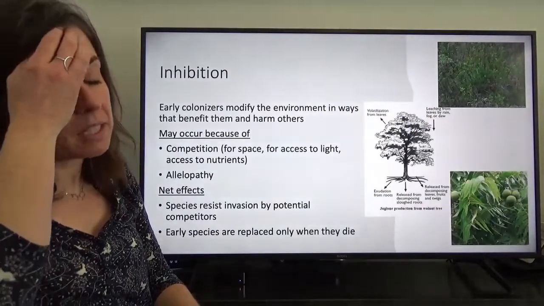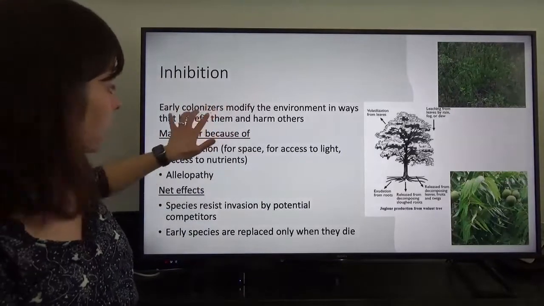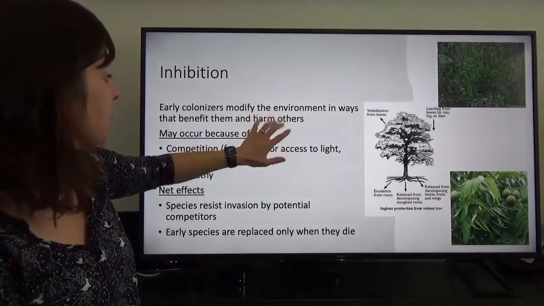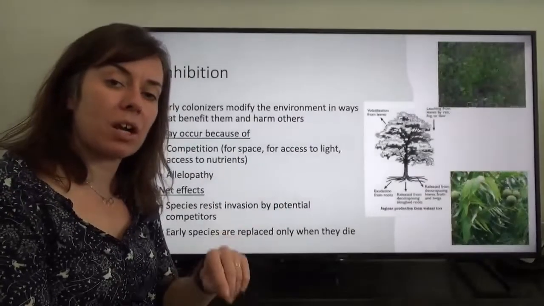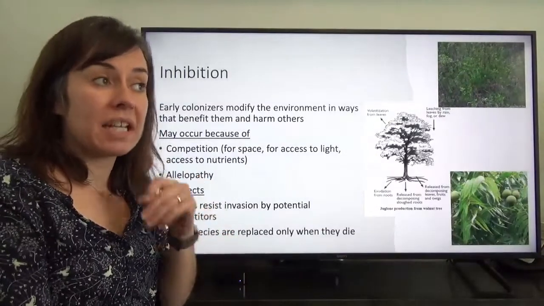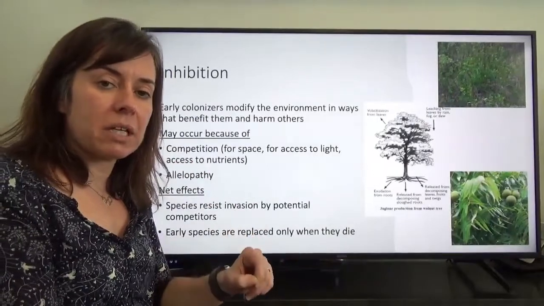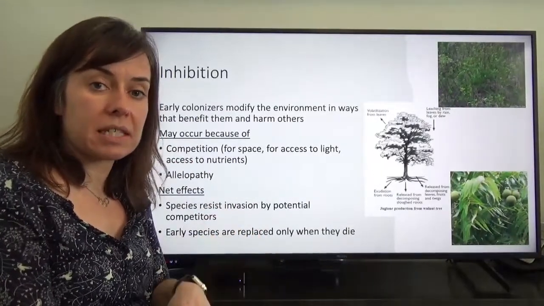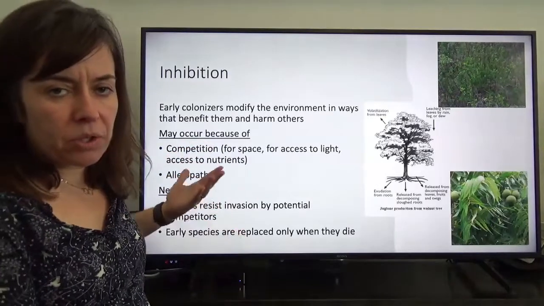Okay, inhibition is a situation where early colonizers are modifying the environment, but they're modifying the environment in ways that benefit them and harm others. So in this model, whoever gets into the system first can modify the environment to ensure their own success.